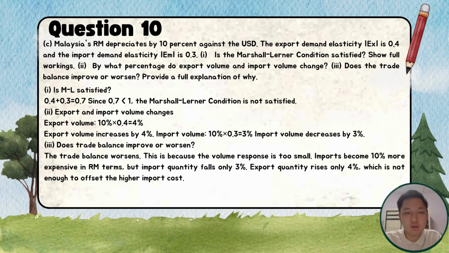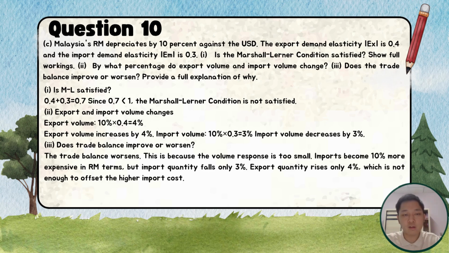10C, Malaysia RM depreciated by 10% against the US dollar. The export demand elasticity is 0.4 and the import demand elasticity is 0.3. First, I check the Marshall-Lerner condition. The condition is satisfied only when the sum of export and import demand elasticities is greater than 1. Here, 0.4 plus 0.3 equals 0.7. Since 0.7 is less than 1, the Marshall-Lerner condition is not satisfied.